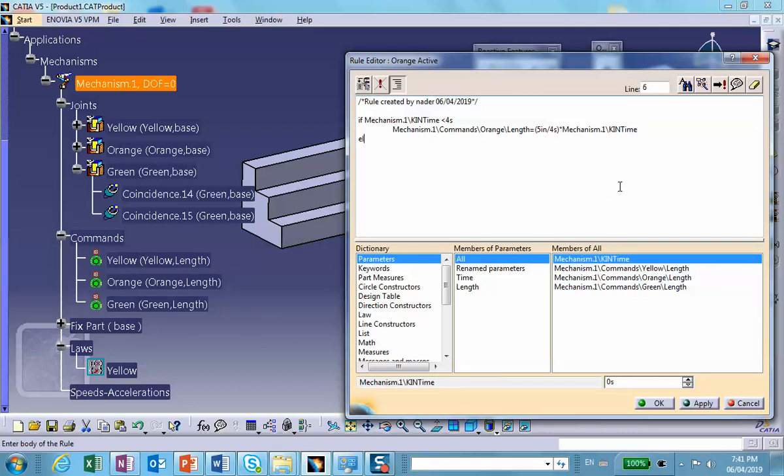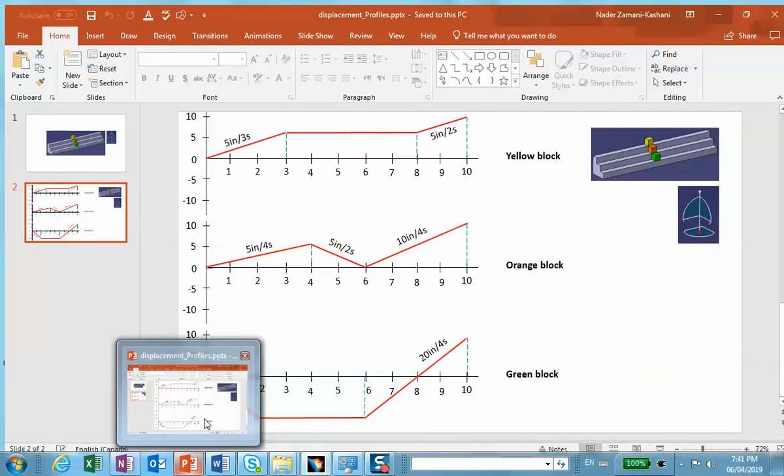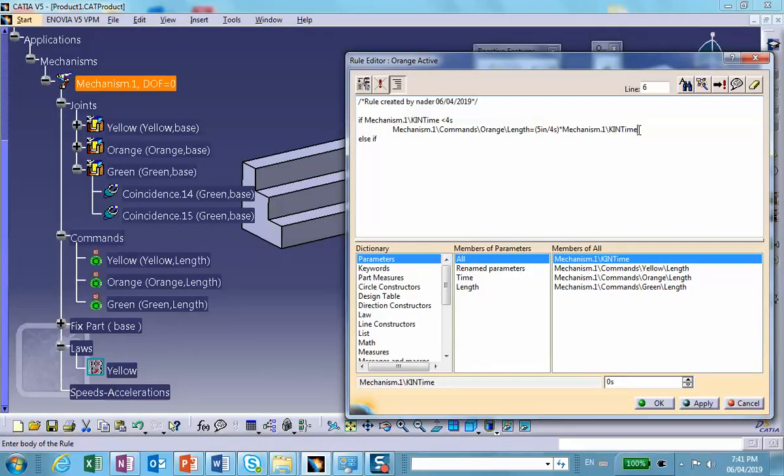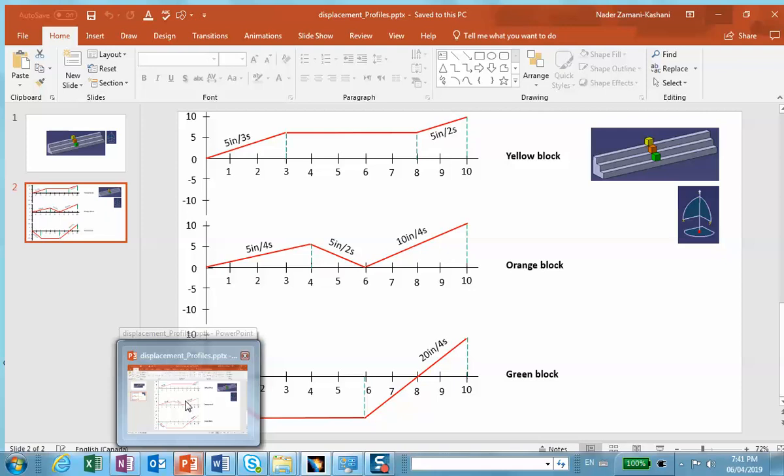Else, if, now let's see. So after 4 seconds, it's going to go in the opposite direction, in the negative direction. Think about it as negative velocity. So we have to say if time is less than 6 seconds. Make sure, 6 seconds. Yep.